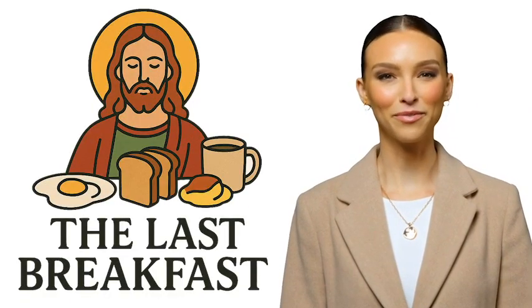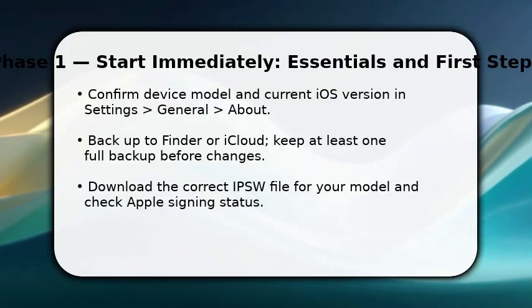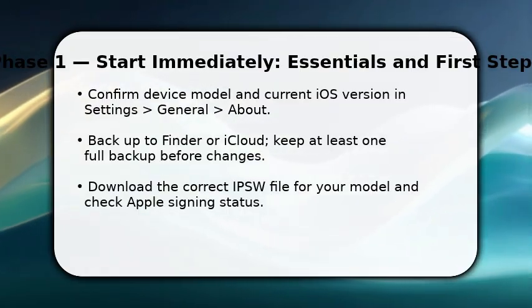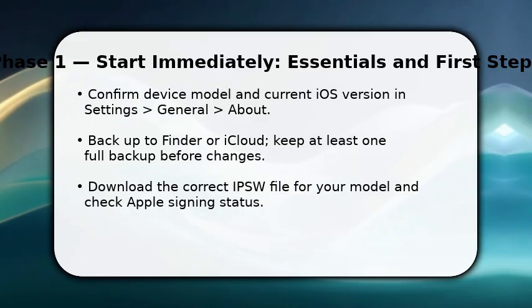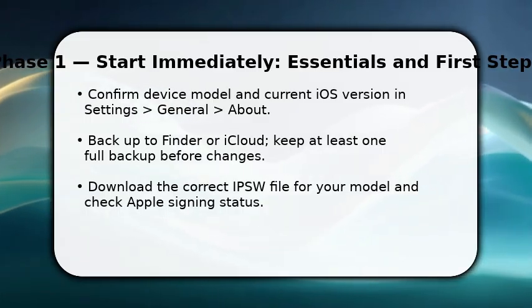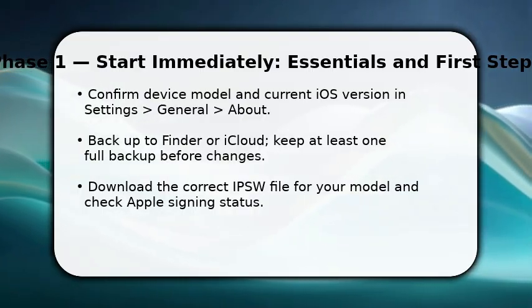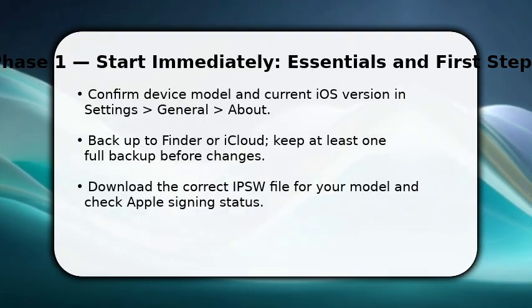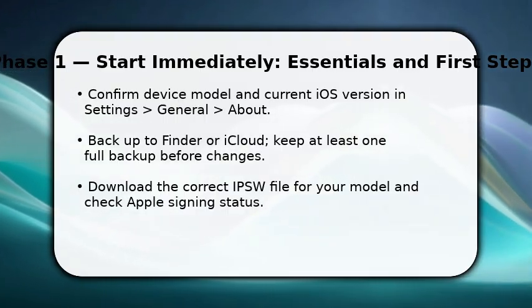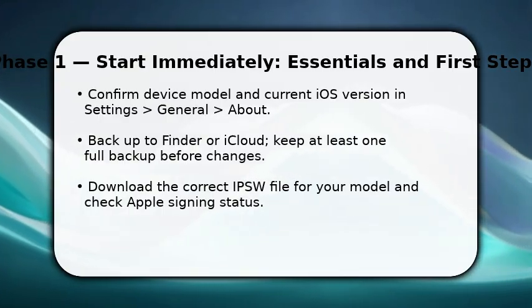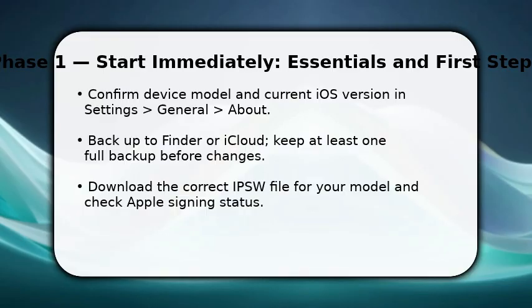Please enjoy the video. You begin by confirming your iPhone model and the exact iOS version. This matters because only specific IPSW files match hardware. Next, back up now to Finder or iCloud so you can restore data later. Once done, download the IPSW for the target iOS build and verify Apple is still signing it, because if Apple stopped signing that version, you cannot perform a standard downgrade.